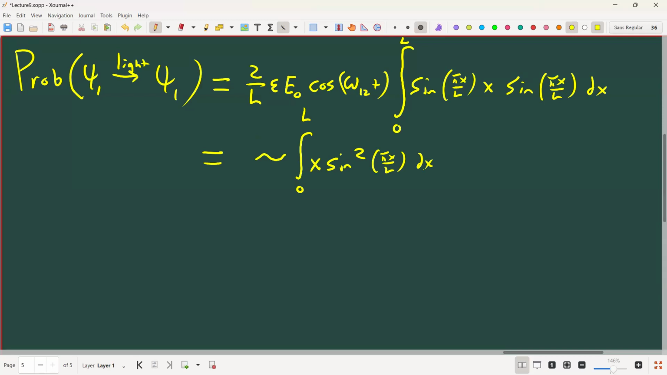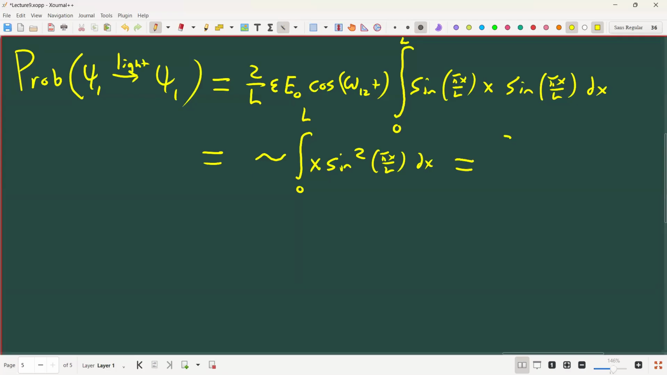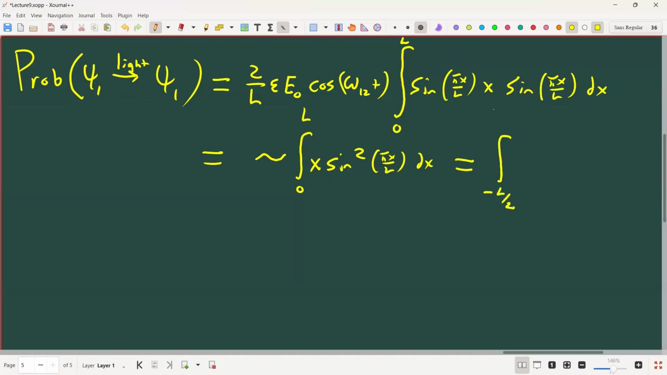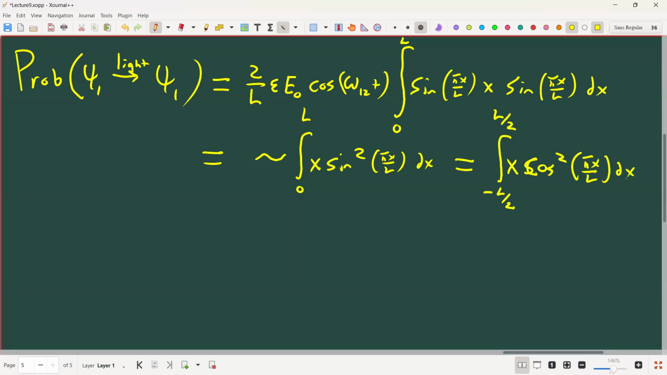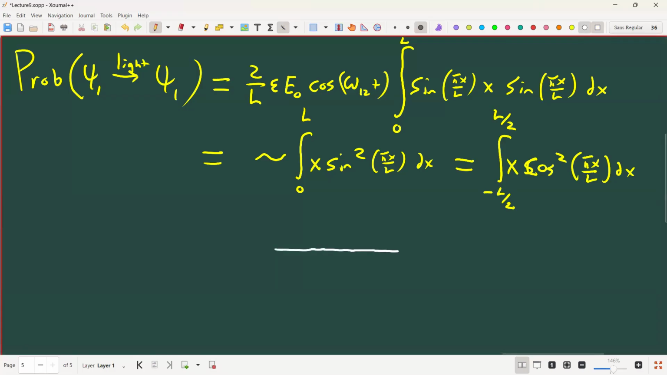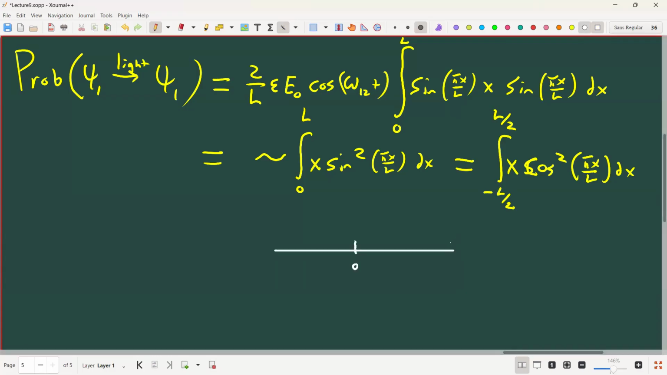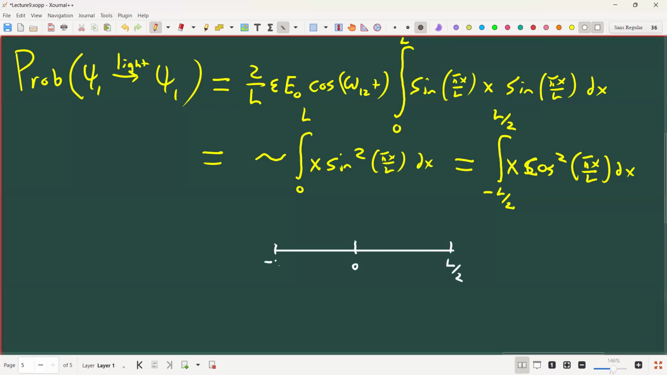So I'm going to do the same trick. I'm going to change my problem to minus L over 2 to L over 2 so I can use cosines instead. This is the same integral from minus L over 2 to L over 2. I've just shifted everything by pi over 2, which changes sines into cosines and vice versa. It's going to be x cosine squared pi x over L dx. And we can evaluate this on a computer, but I like to just graph this. Think about these two functions. They're bounded by L over 2 and minus L over 2.